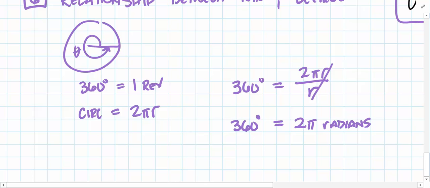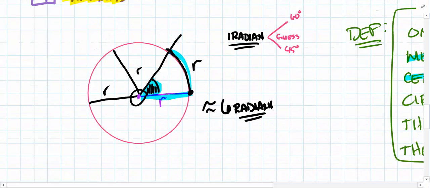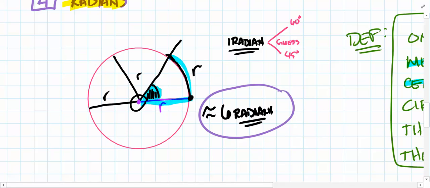Now, remember this back up here? When I asked you to guess, so we said how many radians are there in an entire circle? You guys said about 6. And what is 2 times pi? About 6, right? Because pi is 3.14. If we double it, we get 6.28, right? So 6.28. All right, good.